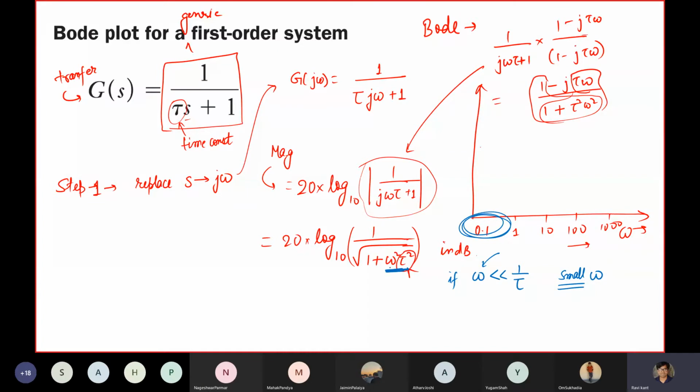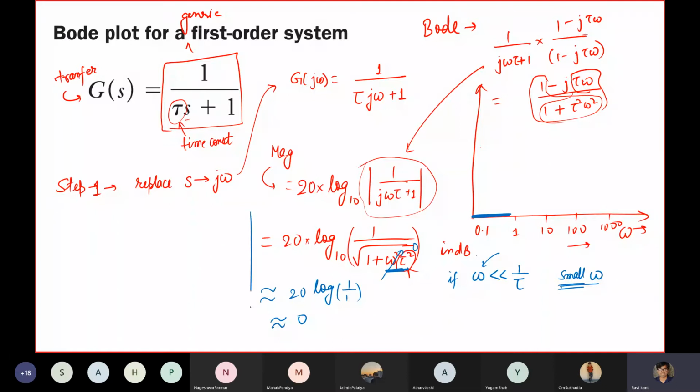Then we can assume that this guy goes away. It is very small, and we can estimate that this thing is 20 log of 1 upon 1. Log 1 is 0, so it's close to 0, that's for sure. So I know that it will start very close to 0, somewhere close to omega. So this guy is somewhere here.